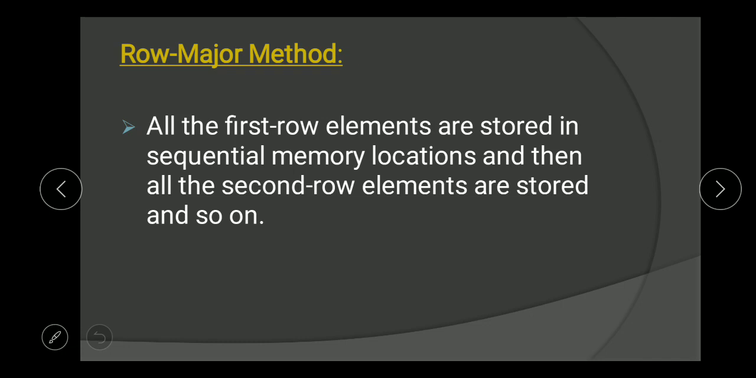Row major method: all the first row elements are stored in sequential memory locations, and then all the second row elements are stored, and so on. This is how we do our row major method. We will first store the first row elements and then the second row elements and so on.